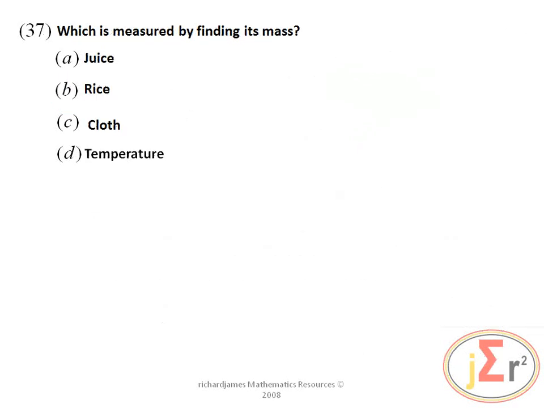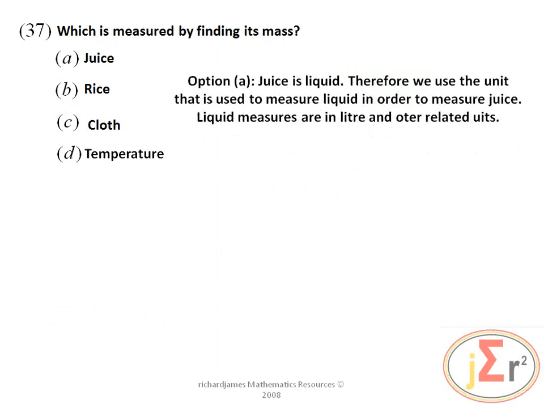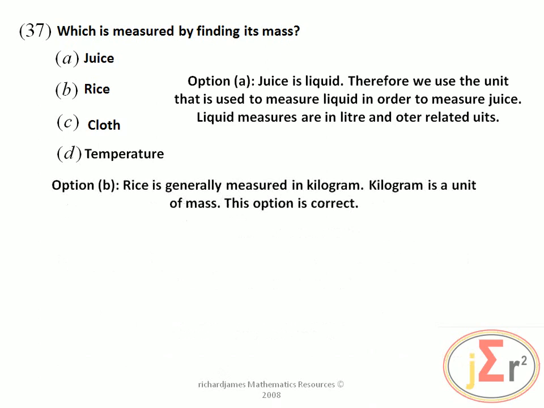Which is measured by finding its mass? Option A. Juice is liquid. Therefore, we use the unit that is used to measure liquid in order to measure juice. Liquid measures are in liter and other related units.